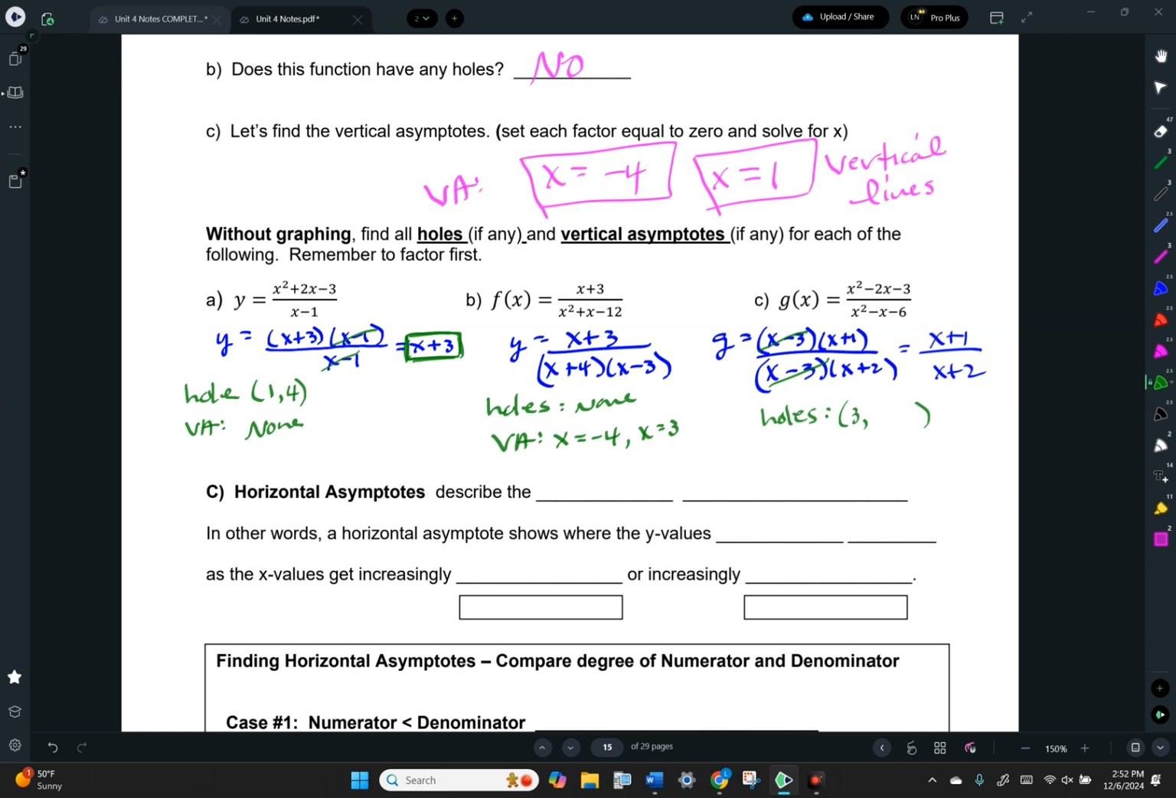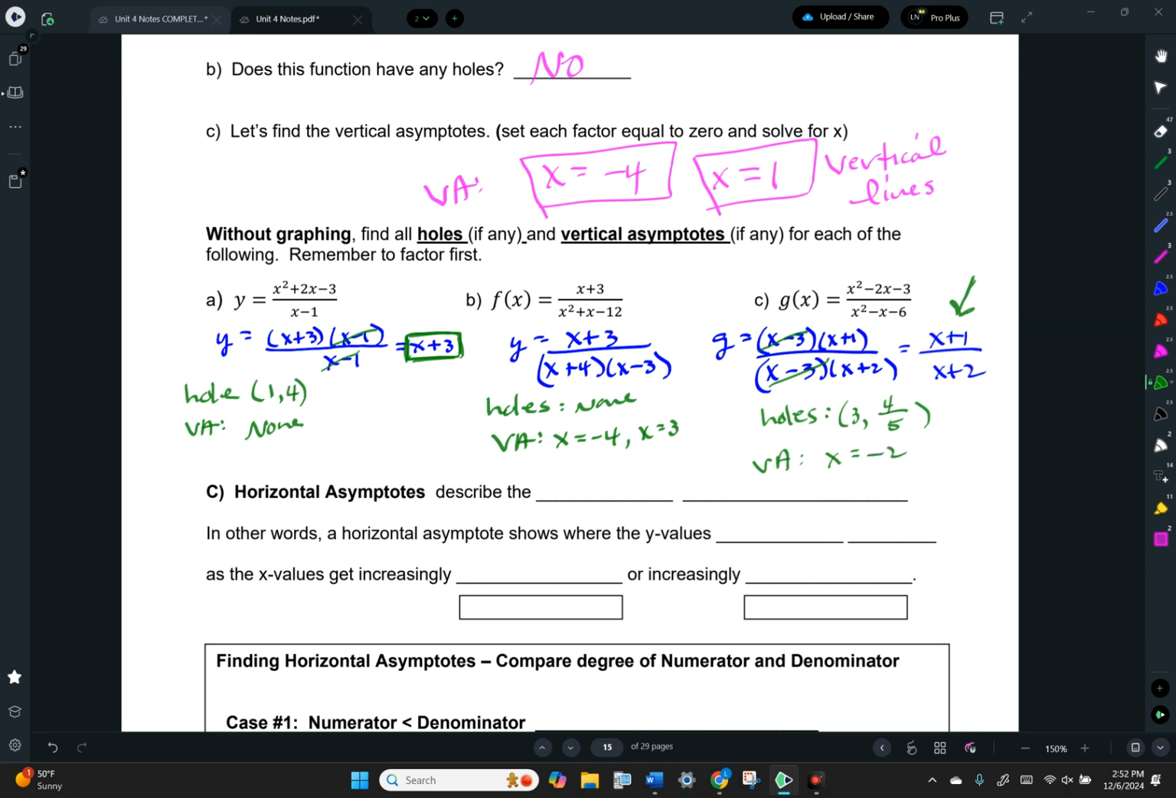So again, if I want to find the y value, I've got to take that x equals 3 and plug it into my simplified version of the equation. Everywhere I see an x, I need to put in a 3. So I'm going to end up with 4 over 5. Yeah, it might be a fraction. We can estimate if we have to graph it. And then for my vertical asymptotes, do you see that there is still a denominator, x plus 2, and what would make that equal 0 is if x were equal to negative 2.